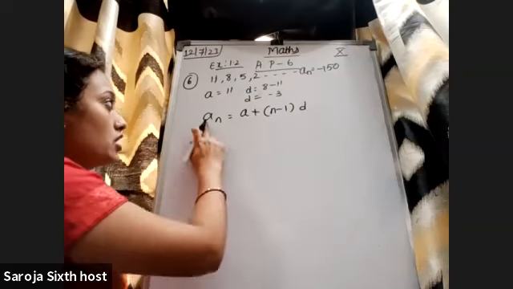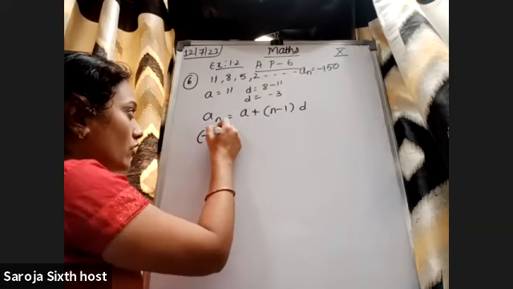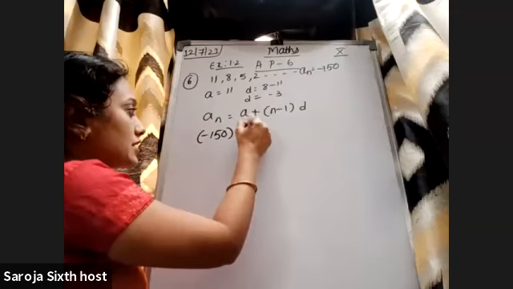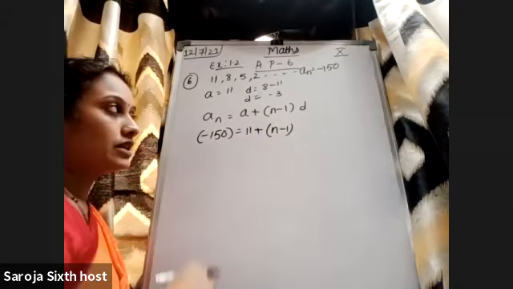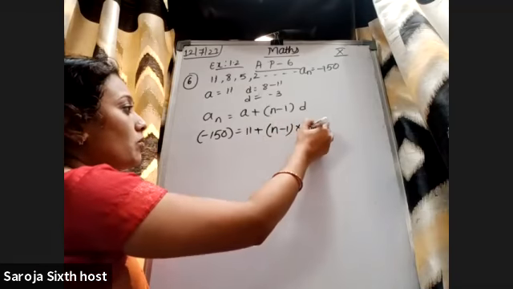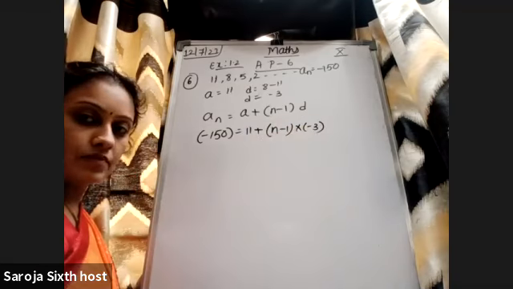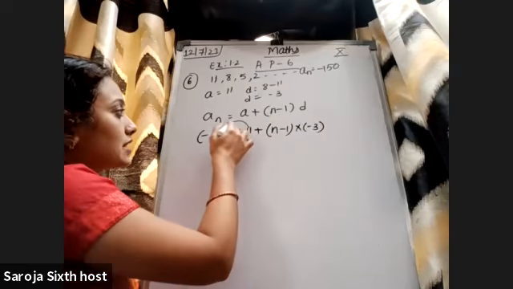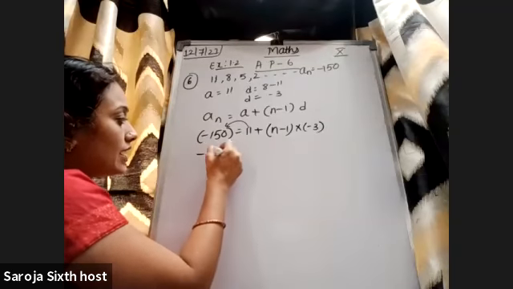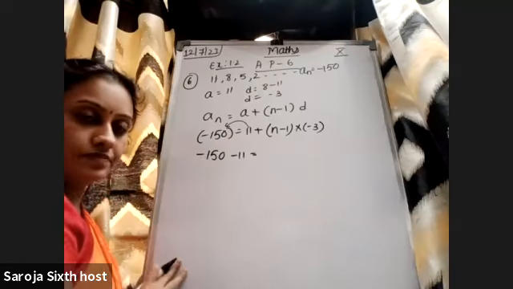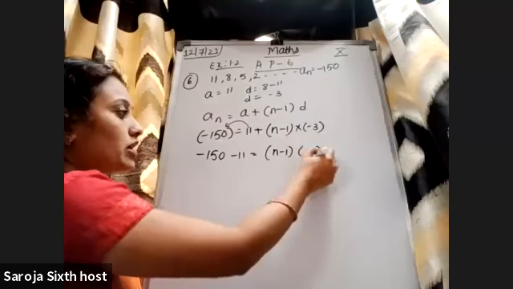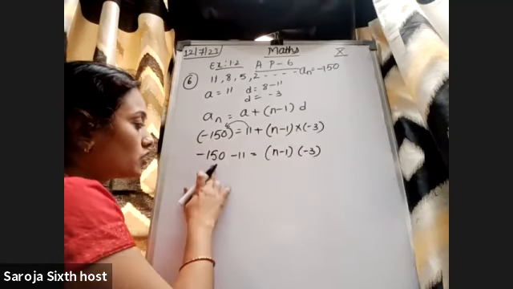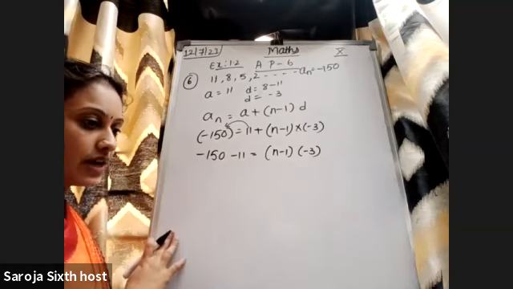So the formula is AN is equal to A plus N minus 1 into D. Substitute all the values. AN I had considered as minus 150. A I considered as 11, plus N minus 1, we don't know N, keep it as it is, into D, which is minus 3. So plus 11 I'll shift this side, you will get minus 11. Are you understanding? N minus 1 into minus 3, keep it as it is. So minus 150 minus 11, how much will you get?